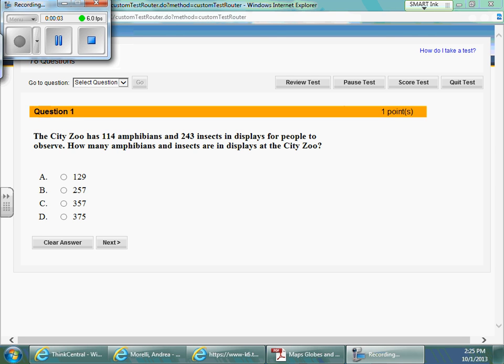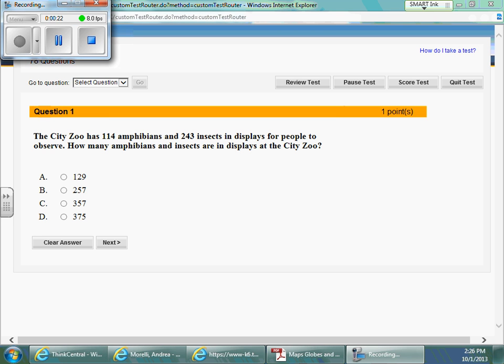Okay, here is a review of Chapter 1 for our test on Thursday, October 2nd. Let's begin. The city zoo has 114 amphibians and 243 insects in displays for people to observe. How many amphibians and insects are in displays at the city zoo?